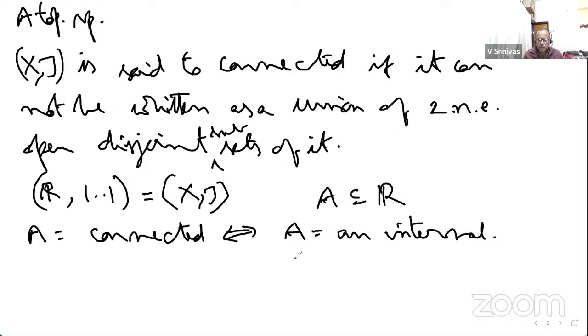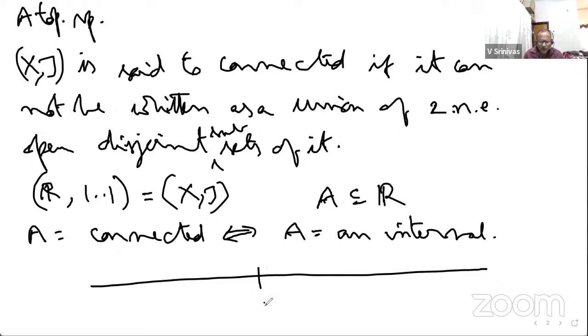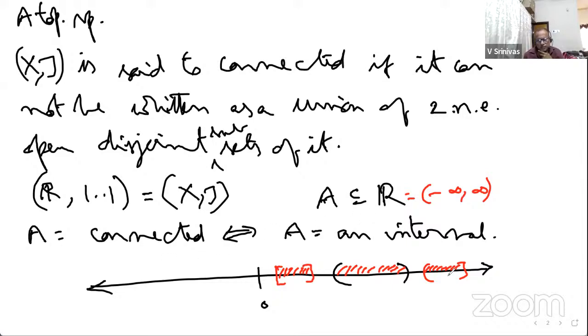So the only connected subsets of the number line are intervals. Those may be open intervals, or semi-open intervals: left open, right closed, or left closed, right open, or closed intervals. These are the four possibilities for A to be an interval. R itself is an infinite interval. That's how R becomes connected. This is something about the connectedness of R.